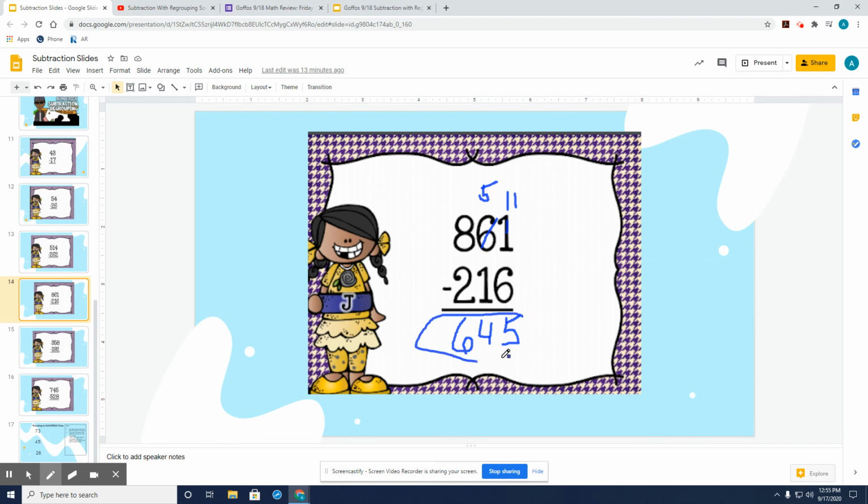My answer is 645. So again, asking those questions. Is my top number larger than my bottom number? If it's not larger, then I need to go next door and borrow.